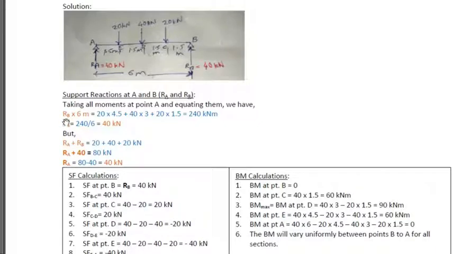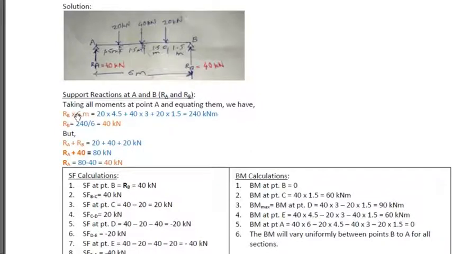So our equation will be something like this: RB into 6 meters is equal to, now let's start from the end B and check out. 20 into 4.5 meters, so 1.5 plus 1.5 plus 1.5, this distance is 4.5 meters, plus 40 into 3 meters plus 20 into 1.5 meter. If we calculate all this, it comes to 240 kilonewton meter. That means RB into 6 meter is equal to 240 kilonewton meter.